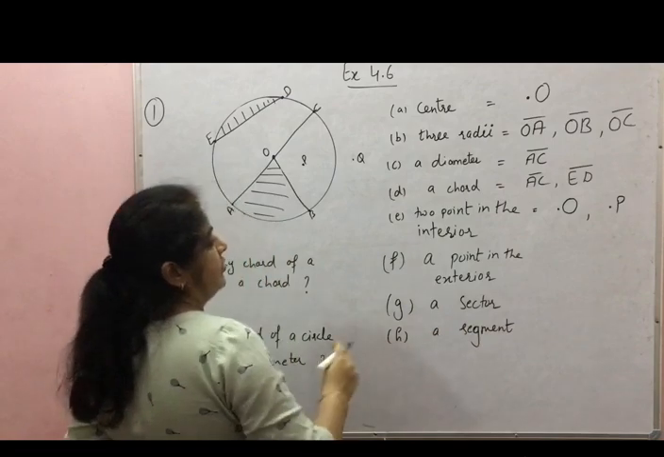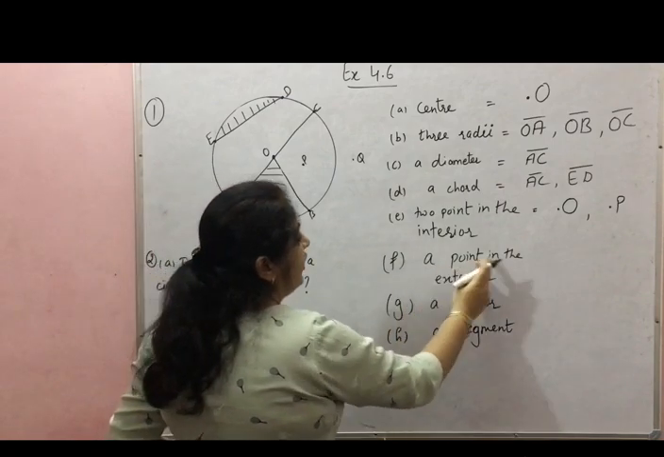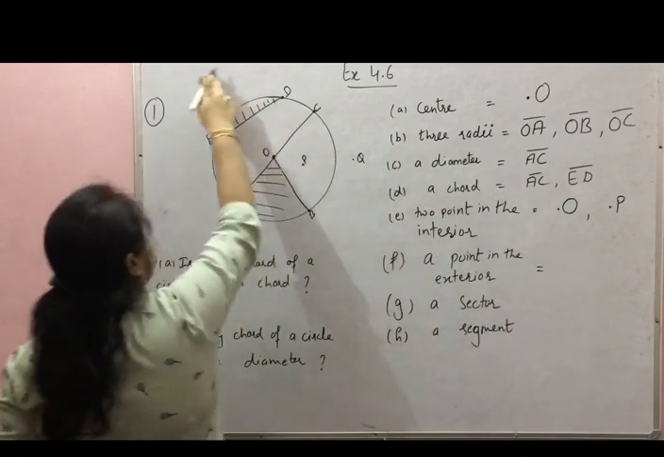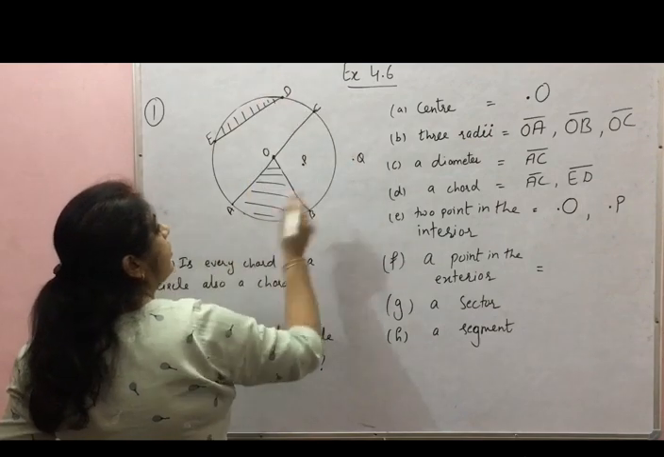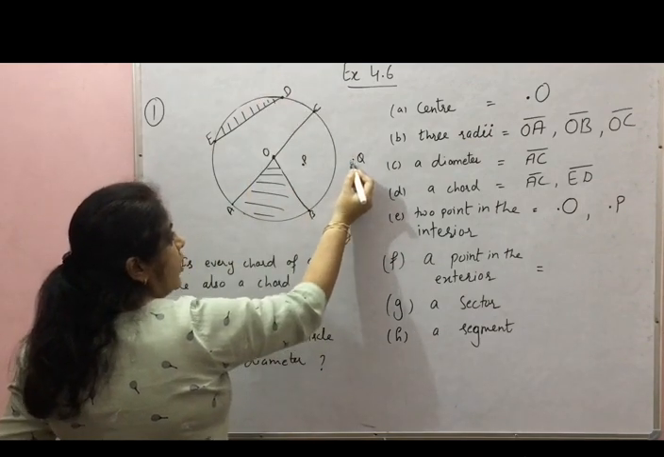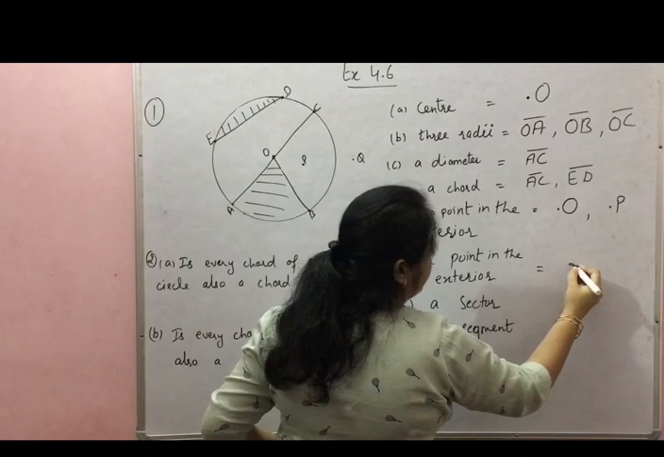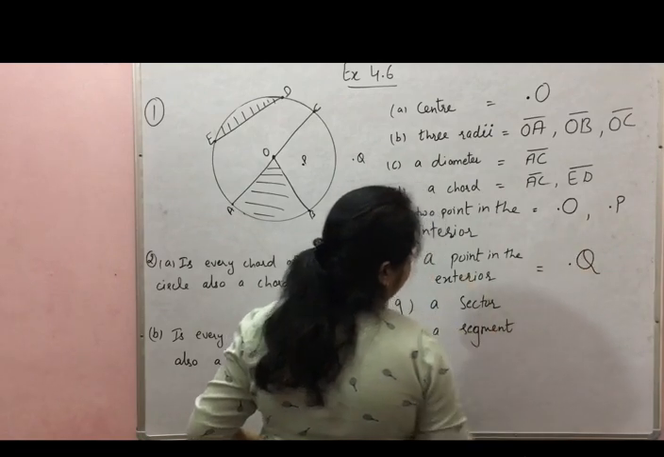Point P is in the interior. A point in the exterior. So this portion is the exterior part of the circle. So you have seen this point is outside. So point Q is in the exterior.